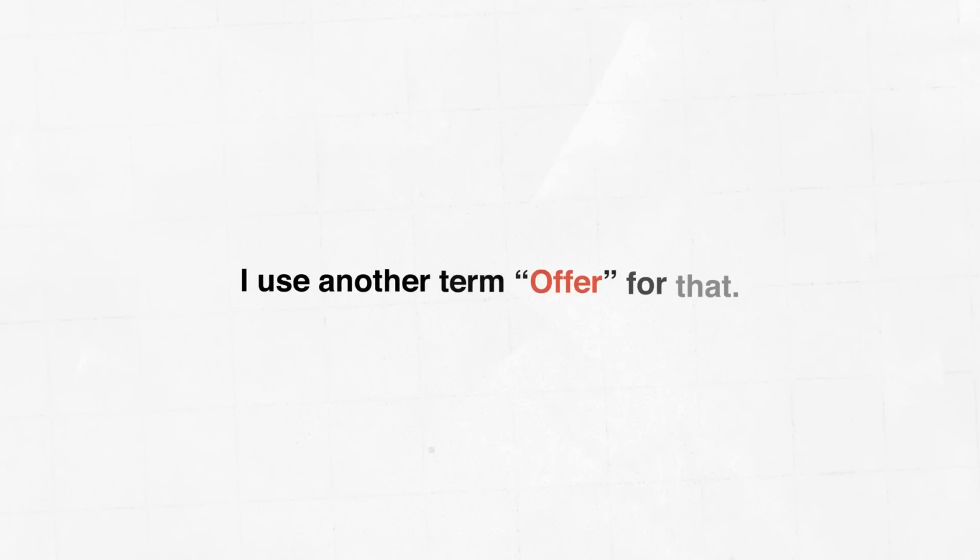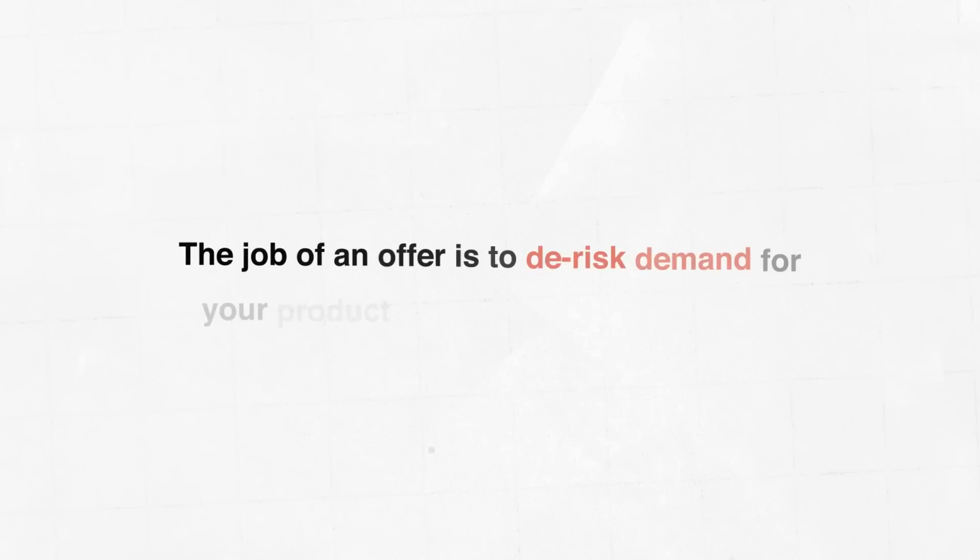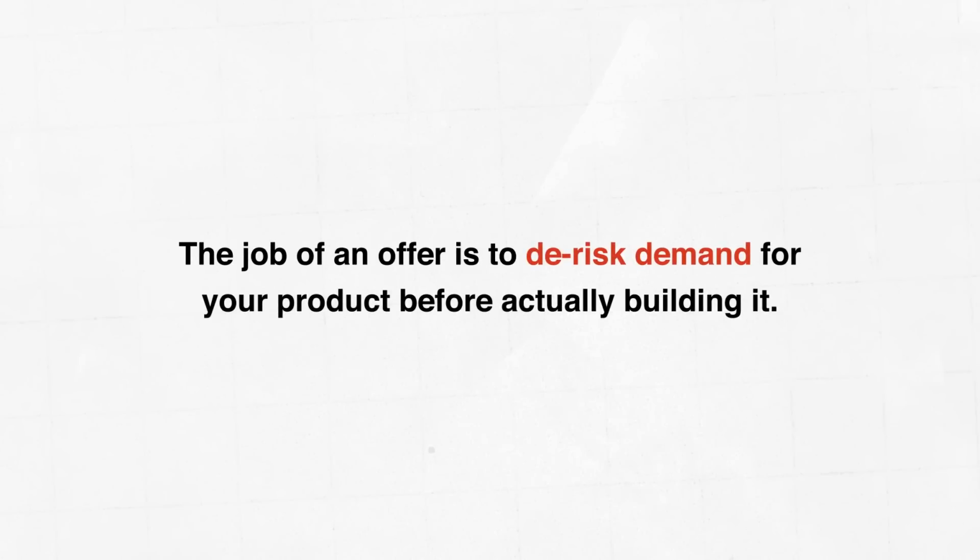So what about the Dropbox video tactic or landing pages or other types of experiments that could be used to de-risk building an actual MVP? Where do they all fit in? I used another term, offer, for that. An offer to me is the smallest solution that promises value to your users and customers. The job of an offer is to de-risk demand for your MVP before actually building it.